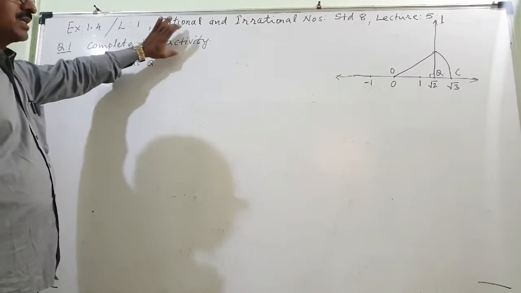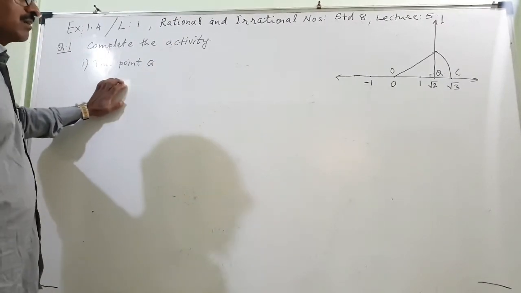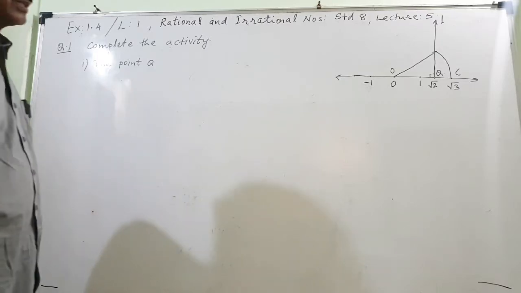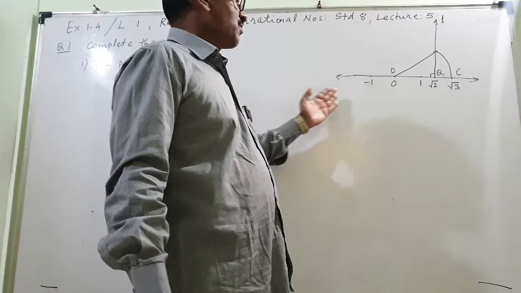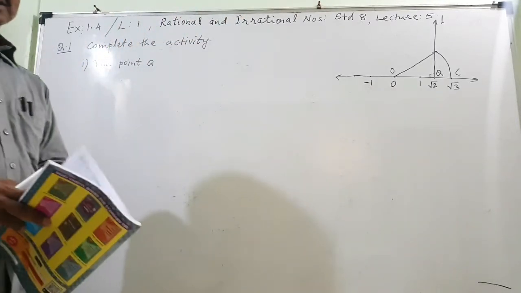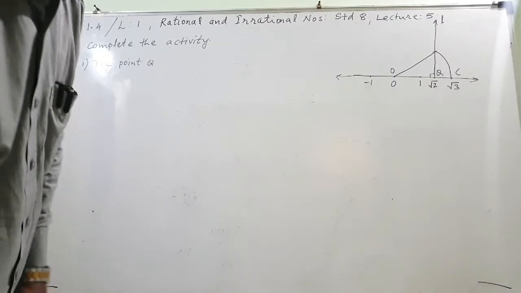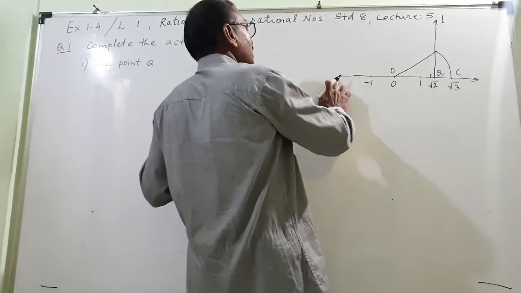There are many things written in the question. That much of the question I am not writing here because of the lack of space. The figure is given, and from this figure we have to complete the activity. So what is that? Point-wise I will go. First of all, we will discuss what is given in the figure.